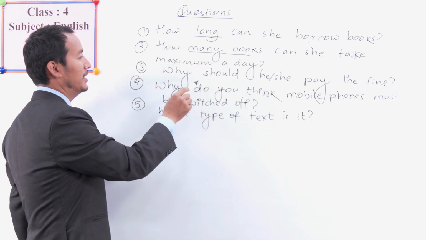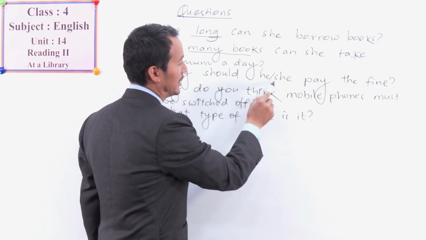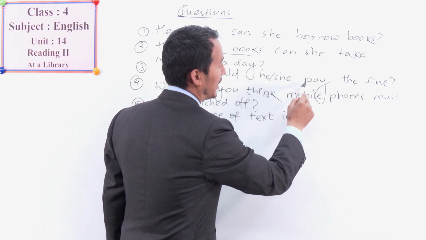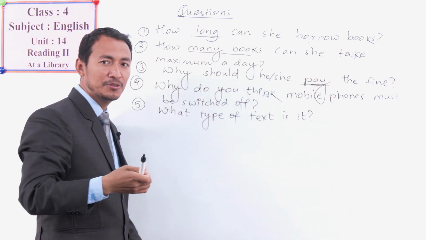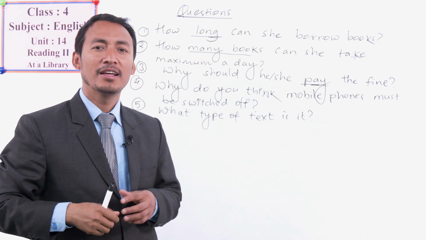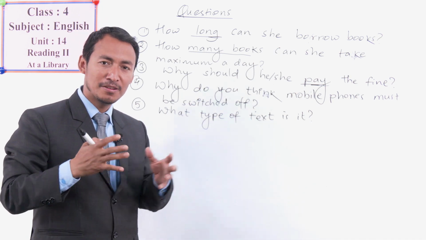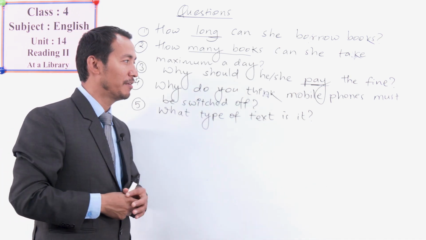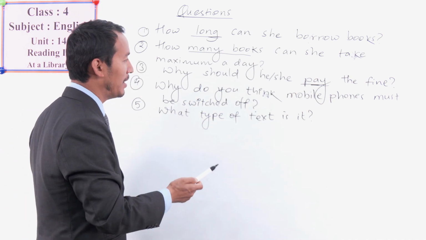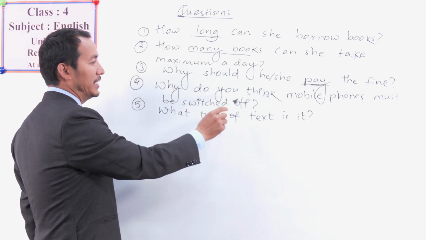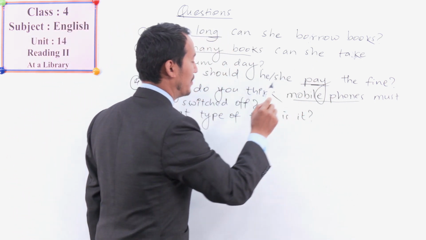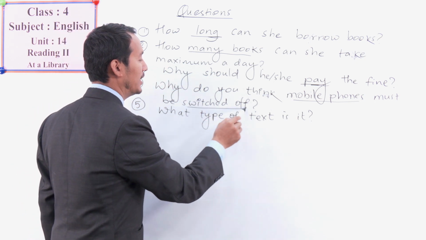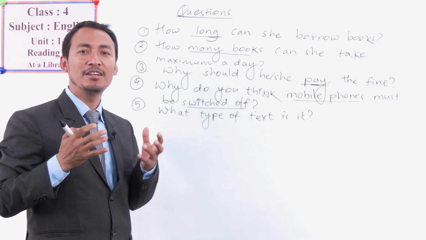Another question is, why should she or he pay the fine? Pay means you have to give money to the library because there are some rules. If you miss those rules, then you have to pay. So why do you think mobile phones must be switched off? What may be the reasons? You have to give the reasons.